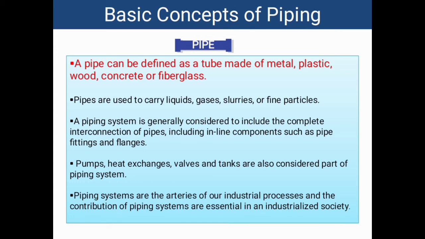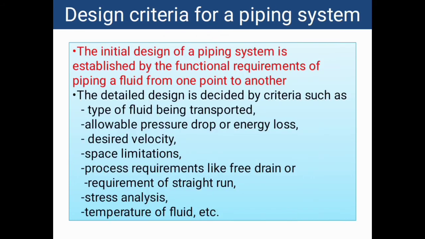Now we will discuss some important aspects of piping. So what is a pipe? A pipe can be defined as a tube made of metal, plastic, wood, concrete, or fiberglass. For what purpose are pipes used? A piping system is generally considered to include the complete interconnection of pipes, including inline components. Piping is a transportation medium to transport fluid from one place to another, one vessel to another vessel. Piping is essential.